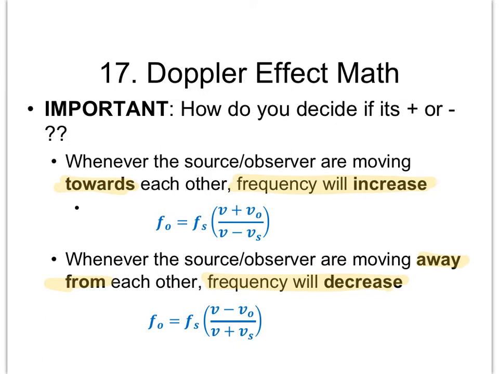And the flip is true when we're moving away. When we're moving away, we want to decrease the frequency. So we either want a smaller number on top, which is why we subtract, or we want to divide by a larger number on the bottom, which is why we add.